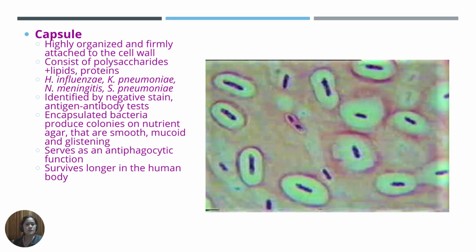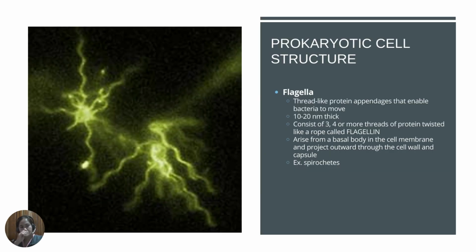Next. The capsule. It is a highly organized and firmly attached to the cell wall. Consists of polysaccharides, plastilipids, proteins such as Haemophilus influenza, pneumonia, the Staphylococcus pneumonia. This is identified by the negative stain antigen antibody test. Encapsulated bacteria produces colonies of nutrient agar that are smooth, mucoid, and glistening. Serves as an antiphagotic function. Survives longer in the human body.